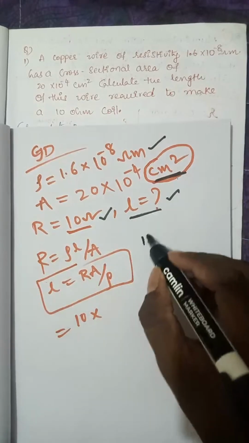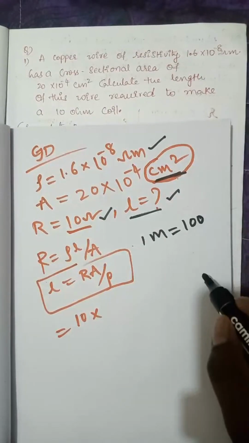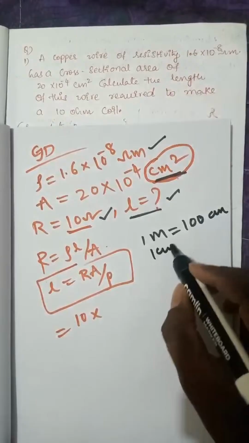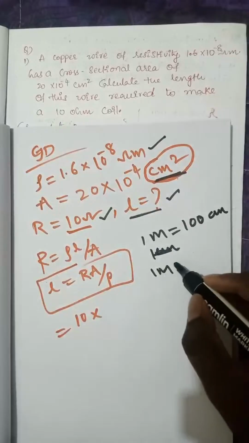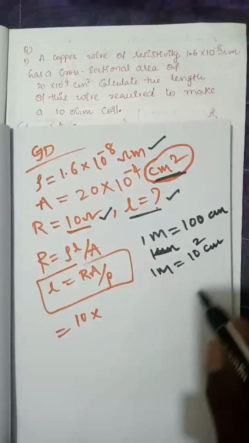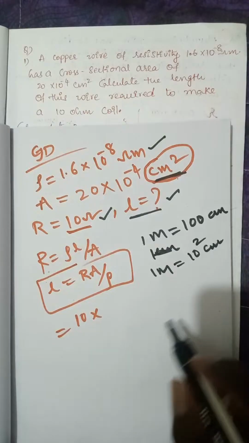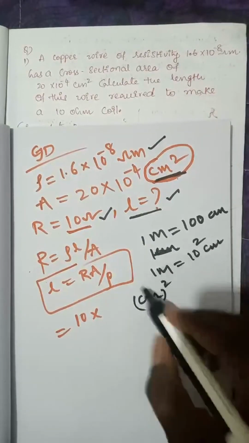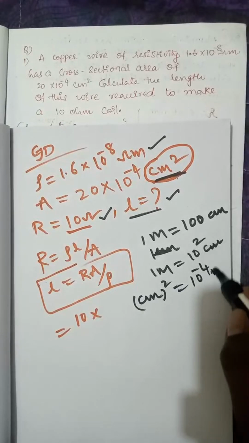So 1 meter equal to how much? 100 centimeters. Here only centimeters are given, so we have to find out centimeter square. Then it will go up to 10 power minus 4. So 10 power minus 2 whole square will give meter square.